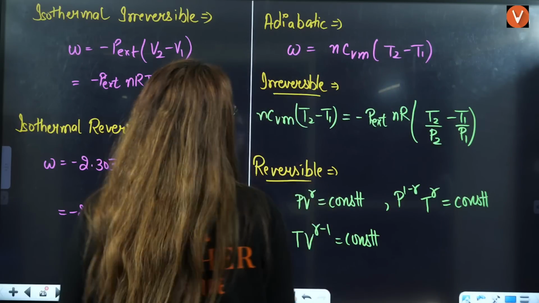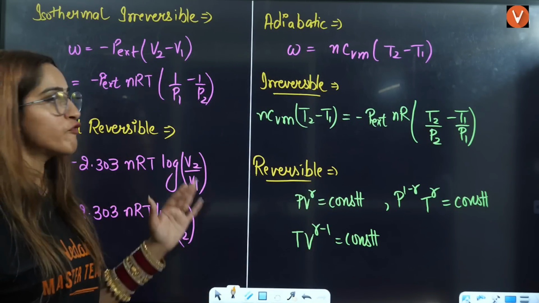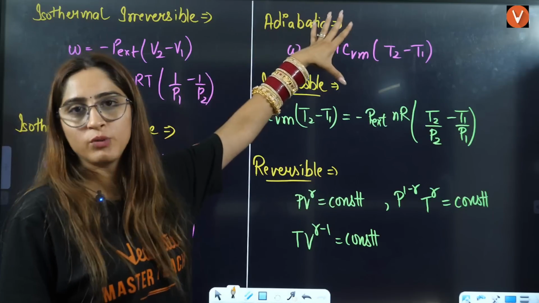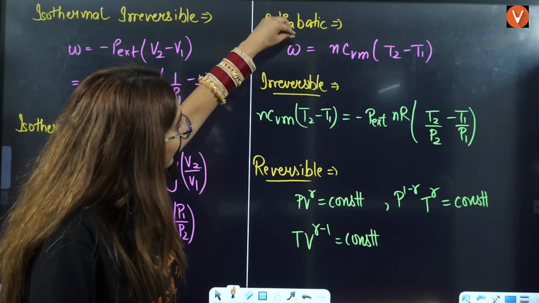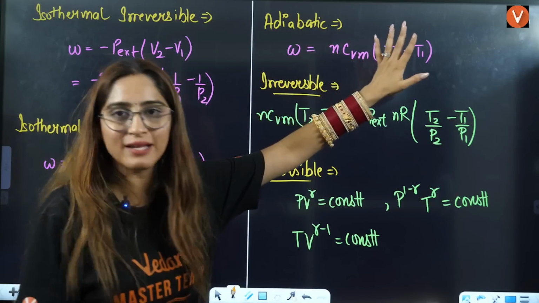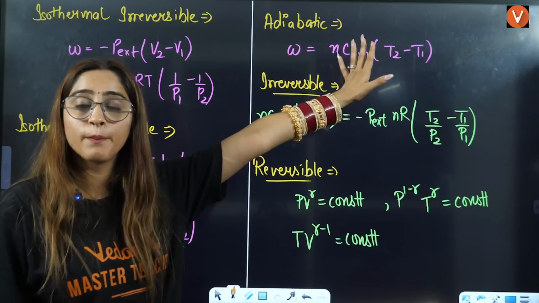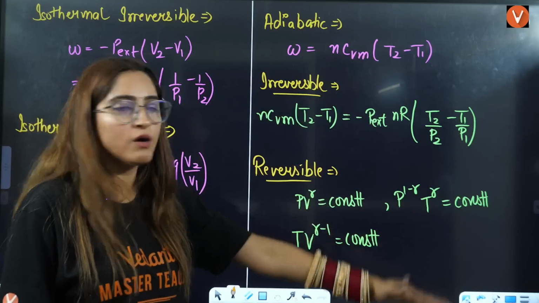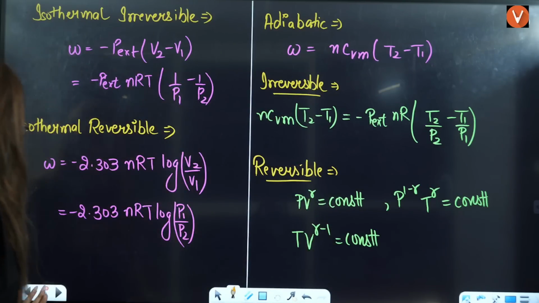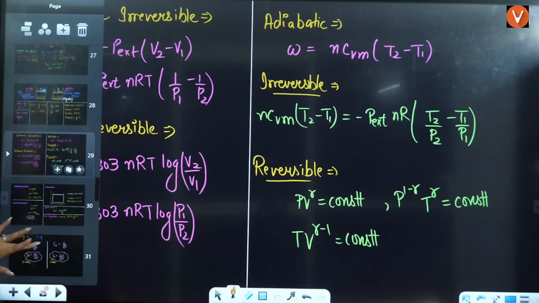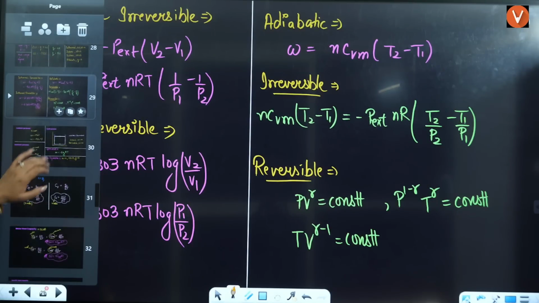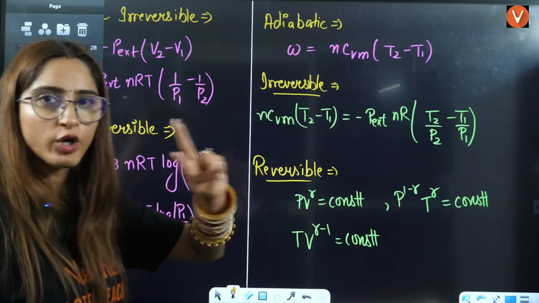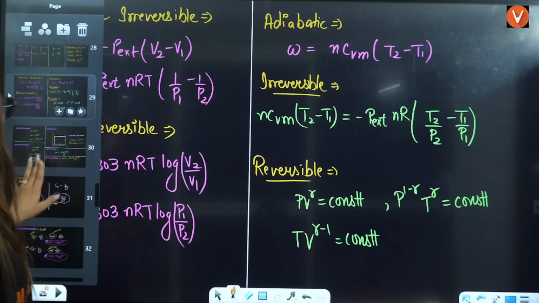Okay. Next is for adiabatic. For adiabatic, beta, this is the formula. Work done for adiabatic is nCv (T2 minus T1). But the important thing, ma'am, what is this gamma? What is all of that? I'll tell you that. But before that, we have to do heat capacity. So I'm leaving this page for 2 minutes. I'll come to this page again.